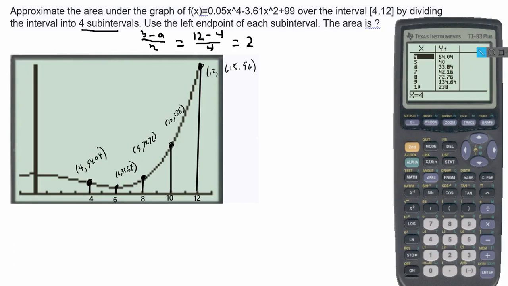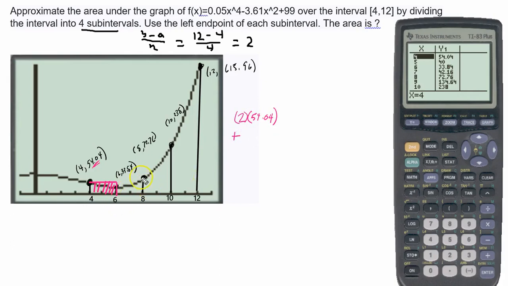But we're forming rectangles using the left endpoints. Okay, so let me get my first rectangle. I'm going to look at this one here. I'm going to use the left endpoint, and I'm going to come straight across and then go straight down, and that's my first rectangle. Okay, so that first rectangle is going to have an area of, well, base times height. And the base is 2, and the height is 54.04. So that's the first rectangle.